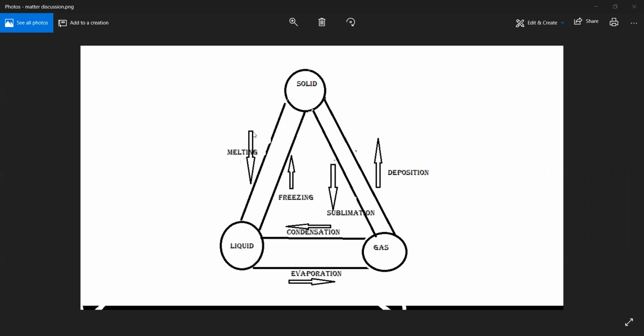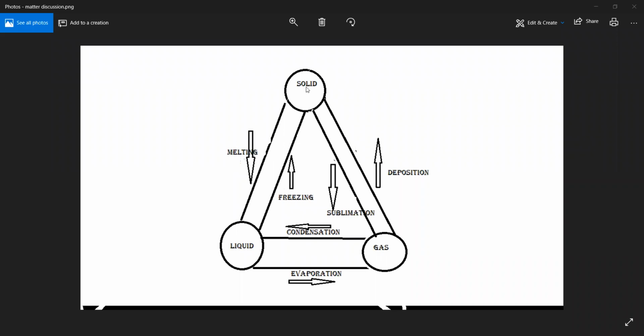All right, the arrows are telling us where it is going. So this particular arrow is saying from solid to liquid. And this one is moving from liquid to gas and from gas to solid in that manner. So we are going to discuss it. The first arrow is pointing towards liquid and it says melting.